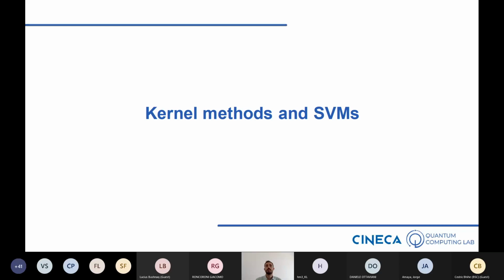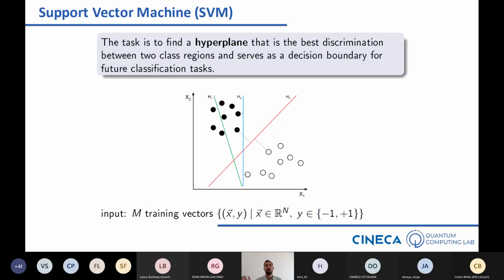Two of them. A method that is very common and widely used is the support vector machine, which is a binary classifier. You have two classes and you want to find the best discriminating hyperplane that divides them. As you can see here, H1 doesn't separate the two classes, H2 does, but H3 is better because it maximizes the margin, okay?